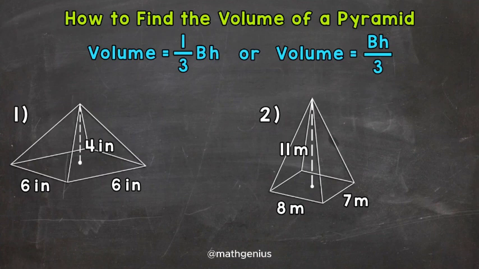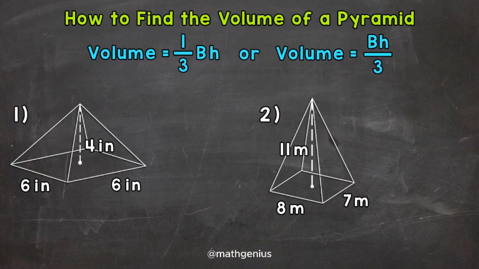Now, I do want to mention that you can also use the formula, the area of the base times the height, and then divide by 3, because multiplying by 1/3 is the same as dividing by 3. Now, we'll talk about why we multiply by 1/3 or divide by 3 after number 1. Knowing why we do this will give us a better understanding of the formula.